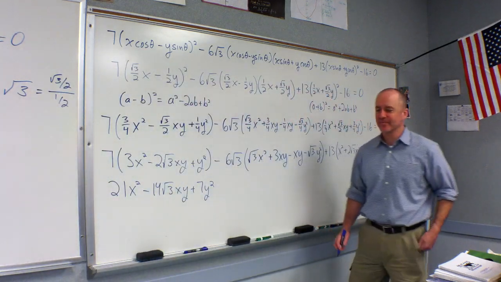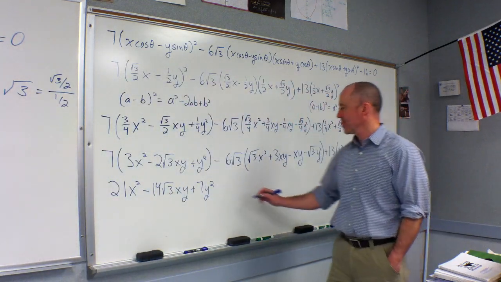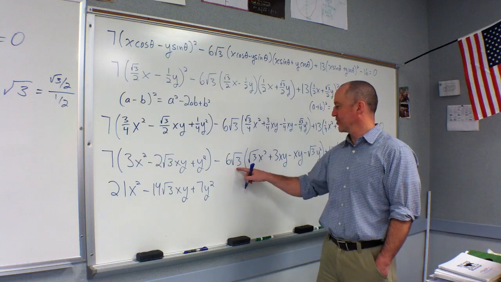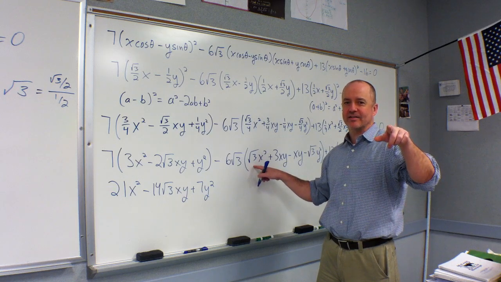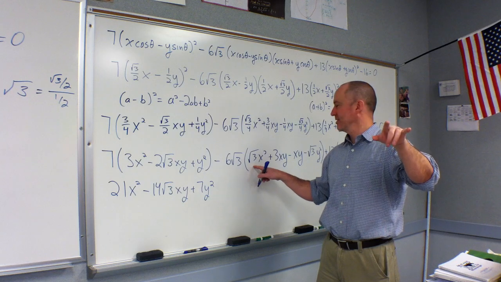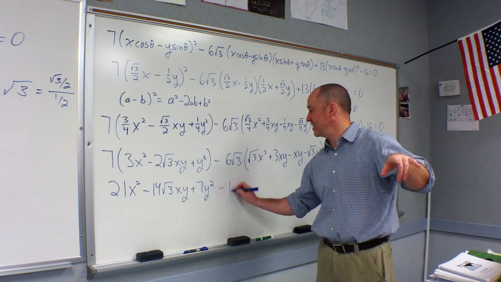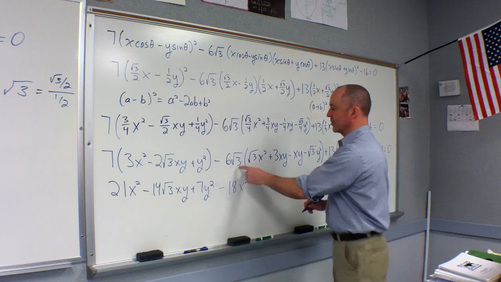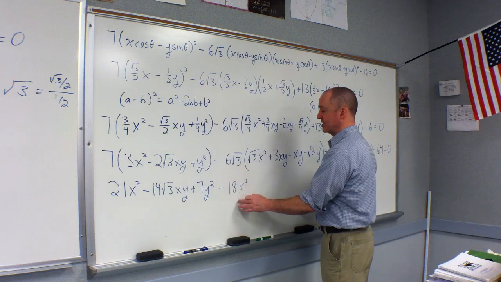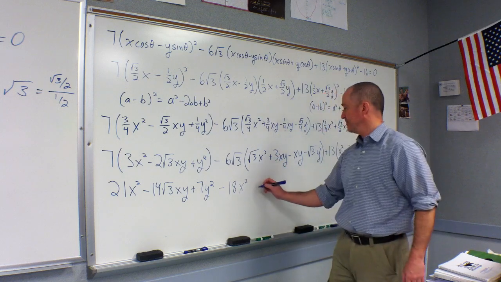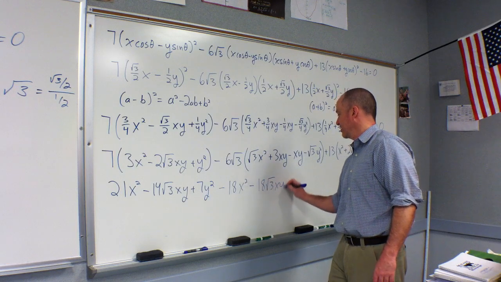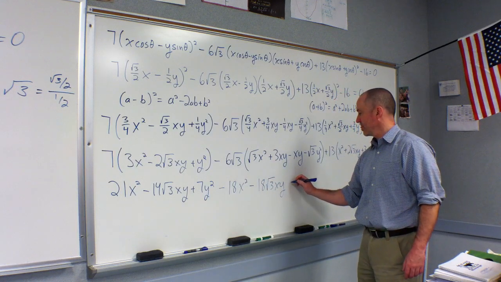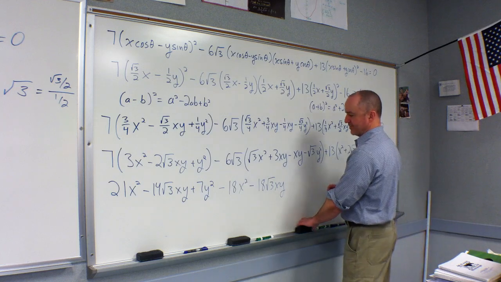Next one, this is fun. Who wants to help me distribute this? 6 root 3 times root 3. Is that 18? Tyler, what do you think? Negative 18, Daryl, you're right, so it'll be minus 18 x squared. Root 3 times root 3 is just 3, times 6 is 18. Minus 18 root 3xy. Very good. And plus 6 root 3. Here, actually, yeah, okay, I'll leave it like this.